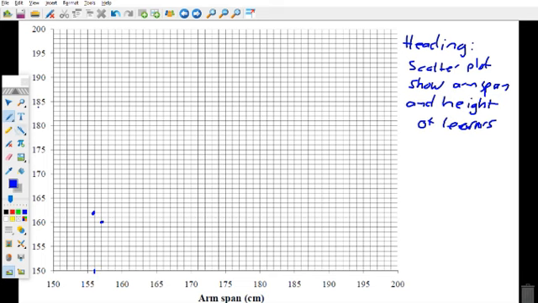Okay. Do you see what we're doing? We are taking our points, and we're marking them down on our scatter plot. Okay. Let's make it a bit bigger. Let's go big.